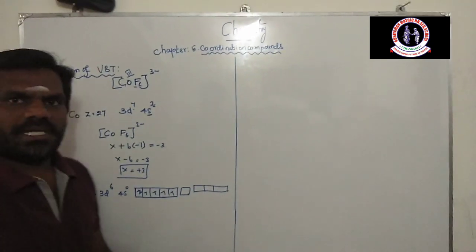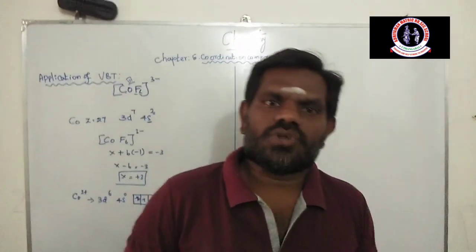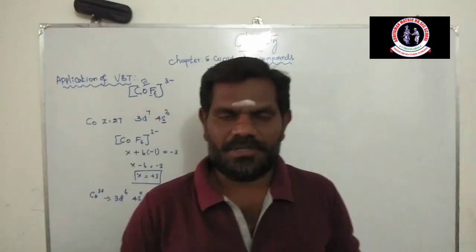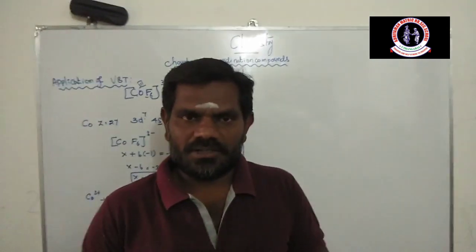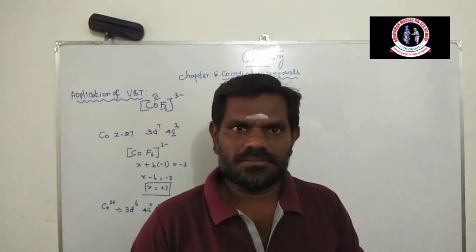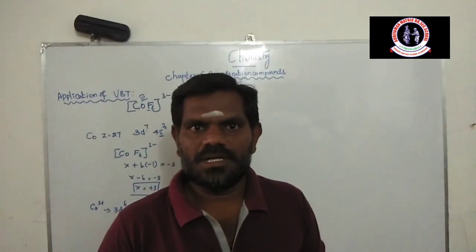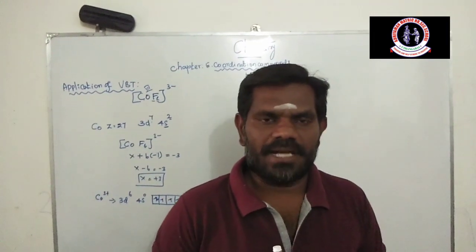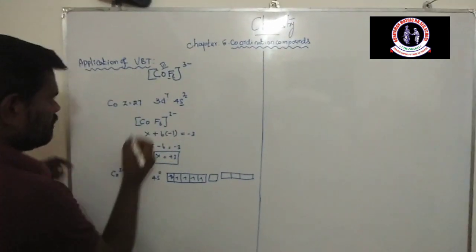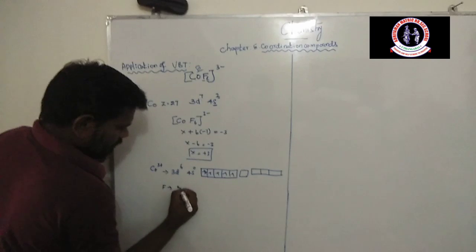We already know that whenever a strong field ligand is attached to the central metal atom, unpaired electrons undergo pairing. Suppose a weak field ligand is attached to the central metal atom, then pairing does not occur. So here fluoro is a weak ligand.